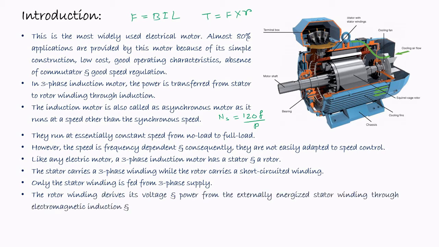So here the voltage and the power in the rotor winding is developed because of induction, and that is because of the power supplied in the stator winding. That is through electromagnetic induction. That's why this type of motor is called the induction motor.